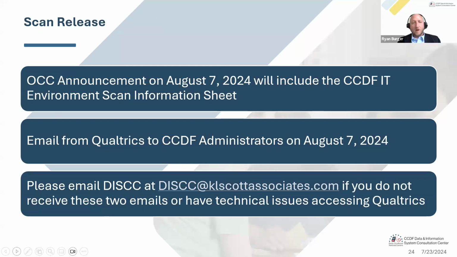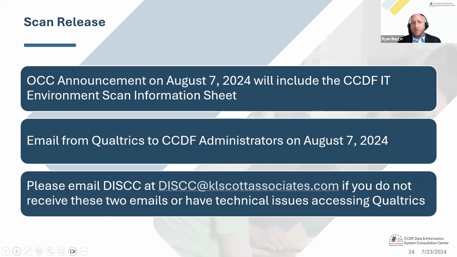So as we wrap up the webinar, we just wanted to discuss these next steps regarding the release of the CCDF IT Environment Scan. So on or around August 7th, you will receive 2 emails. One will be from the Office of Child Care to the email address that you have on file in your role as CCDF administrator. If you are not sure that your email is up to date with OCC, please take a moment to confirm that you are signed up to receive OCC announcements, particularly if you are new to your role. The email will share information about the purpose and goals of the scan, as well as upcoming TA activities, like part 2 of the scan webinar and office hours that we just described on the previous slide.